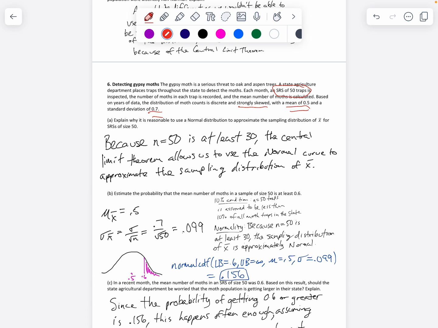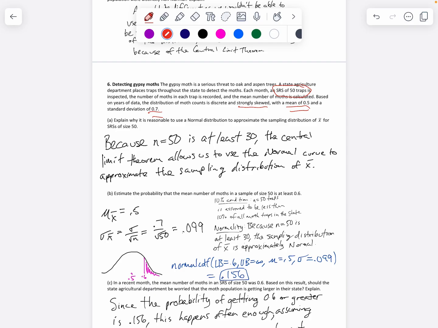Explain why it's reasonable to use a normal curve, even though the data is strongly skewed. 50 traps at a time, 50 sample size is at least 30, so the central limit theorem applies. So we're good there. Estimate the probability of getting a sample of 50 traps to have at least 0.6 moths per trap.